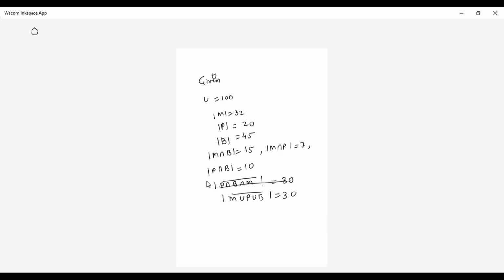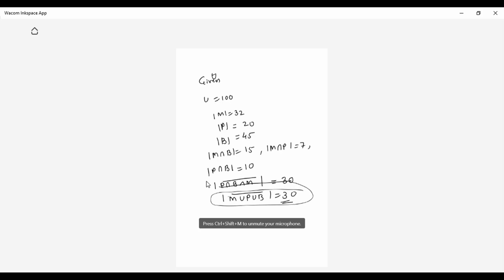Do not study any subject. So M union P union B, bar would be 30 students. So this thing is important that you need to analyze over here. What they have asked for is that 30 students do not study any of the three subjects. So 30 students, they do not study any of the three subjects. So M union P union B, bar would be 30 in this case, student.